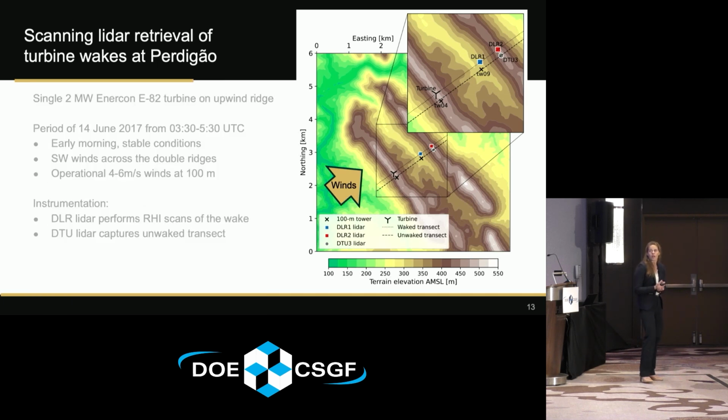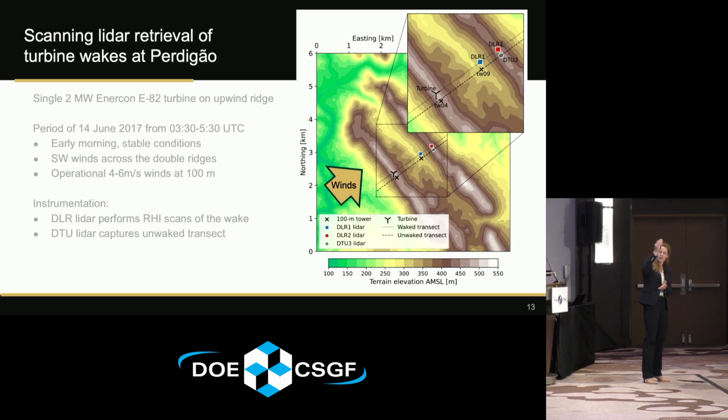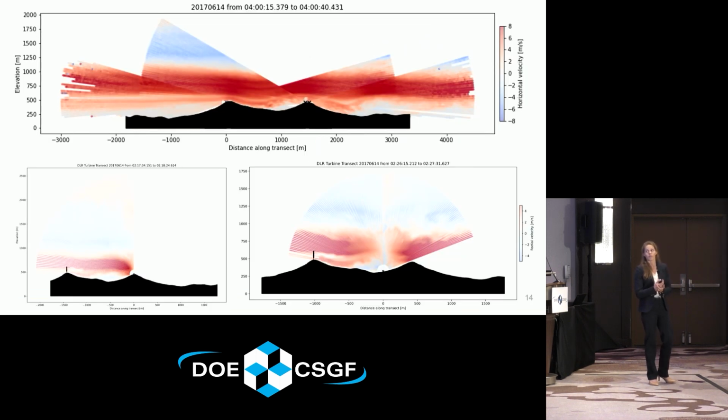And so we looked at a field campaign in Portugal where winds are moving over these 2 parallel ridges. There are 2 LiDAR in a transect with a wind turbine that capture the wake of the turbine in this transect plane, along with some LiDAR that are collecting vertical slices of an unwaked transect. And so we can start to look at how this measurement process might distort the wake that we're retrieving with the LiDAR versus what is actually existing in the flow.